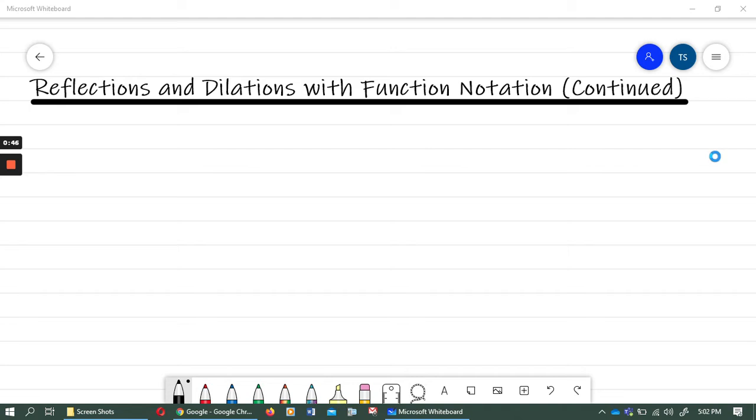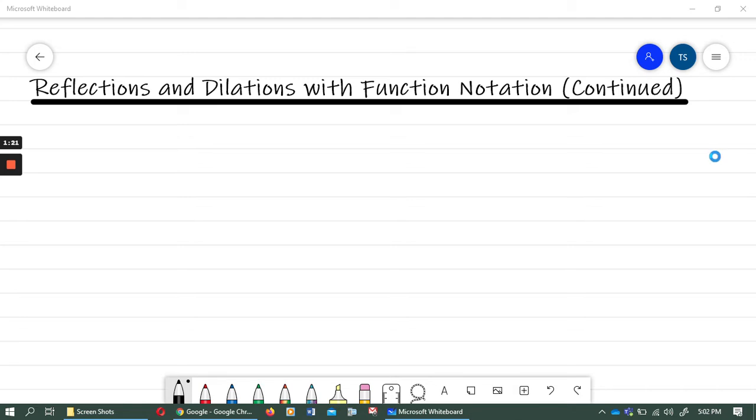That means when you're going to have a reflection over the x-axis or a reflection over the y-axis. We also talked about dilations in that previous video, when you're going to have a vertical dilation or a horizontal dilation based on the function notation, and when you can expect to have a stretch or a shrink with either type of dilation, whether it's vertical or horizontal.